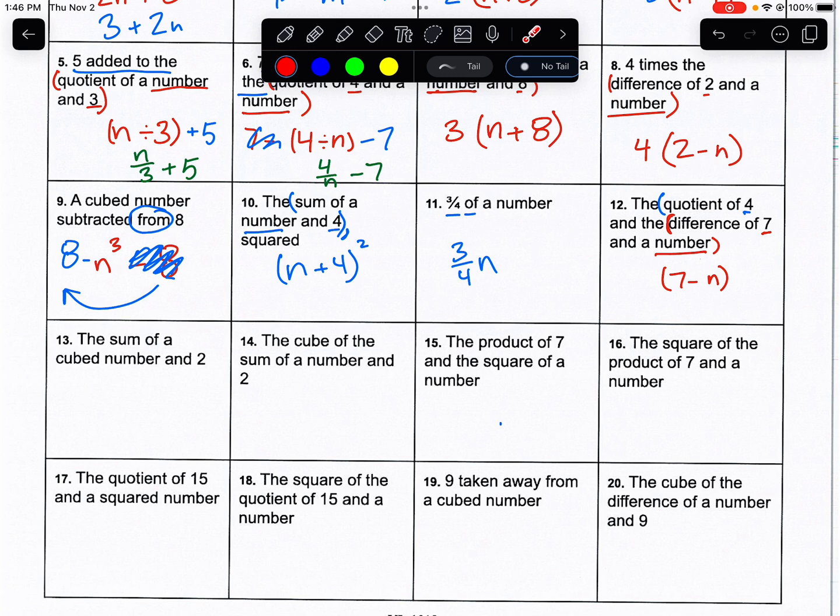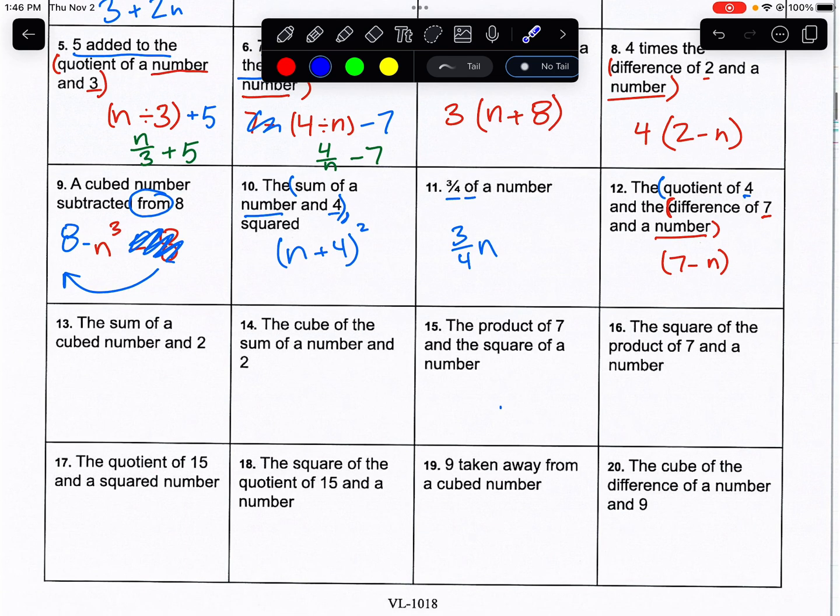And now they're saying the quotient of 4 and this difference. So quotient of 4, quotient means division, and the 4 went first, so we're going to start off by writing 4 divided by 7 minus n. We can also write this as a fraction, so 4 over 7 minus n, and that would be correct as well. If you want, you can put the 7 minus n in parentheses, but you don't have to.